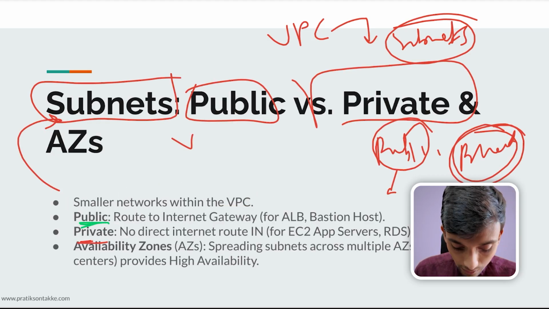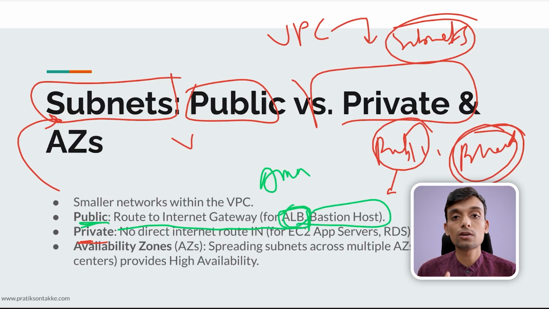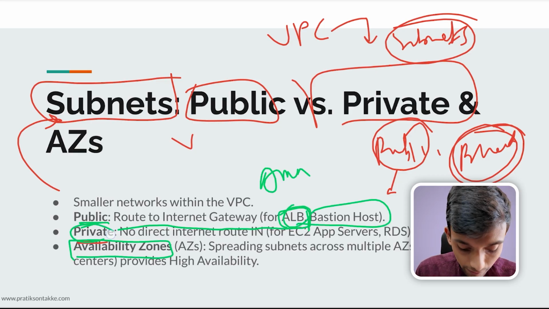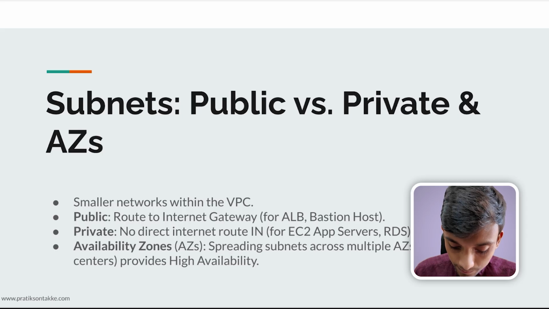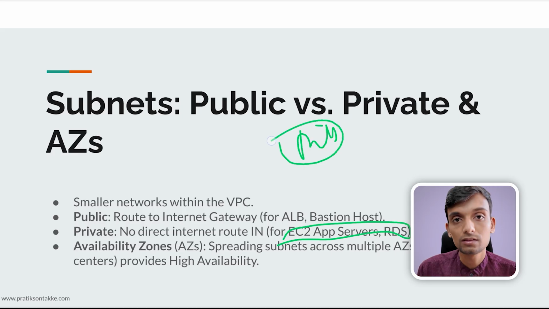Public subnet has a route to the internet gateway, for the ALB and bastion host. What is ALB? ALB stands for Application Load Balancer, okay? Then private has no direct internet route in. In layman language, what is public? Anyone can access it. What is private? Some selected people or the close circle are able to access it. That's called public and private.